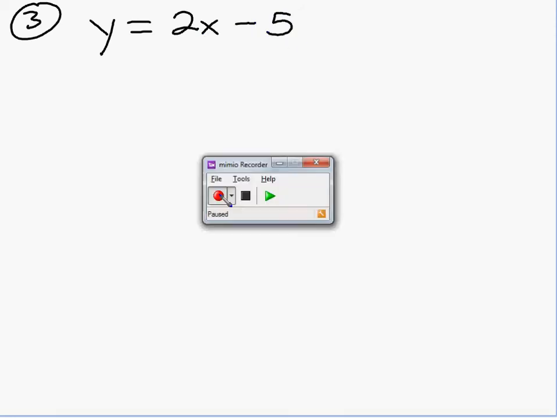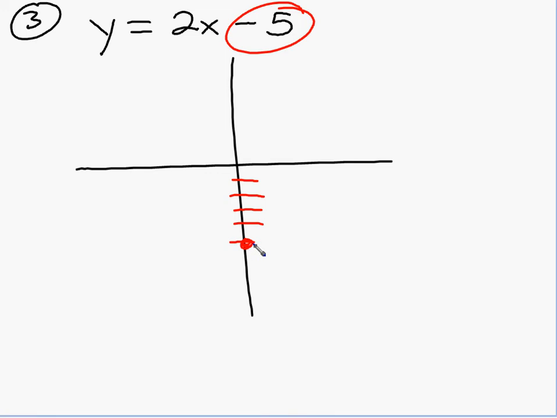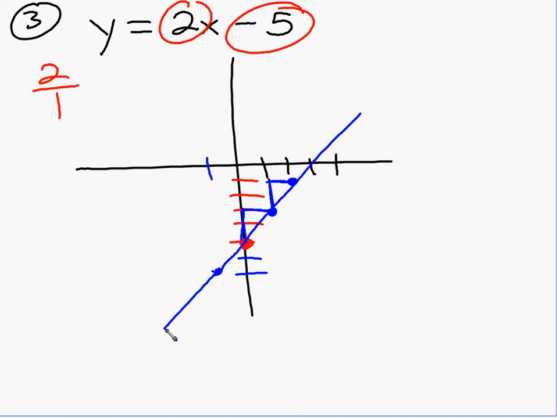Try this one on your own. We'll call this one number 3. Y equals 2x minus 5. I'll pause the video, try that one on your own. All right, let's see how you did. I'm just going to do this one by hand. My y-intercept is negative 5, so I'd come down to negative 5, put a dot. My slope is 2 over 1, so I'm going to go up 2 and over 1 to get my next point. And I'll go up 2 and over 1 to get my next point. And I could come down 2 and over 1 to get a point this way. Your graph should have looked like that.